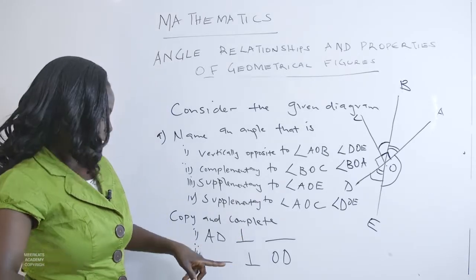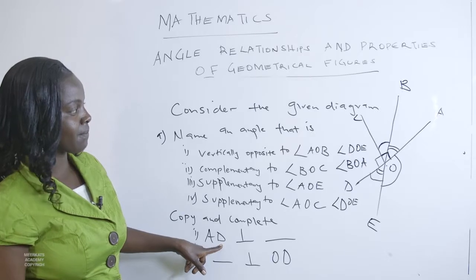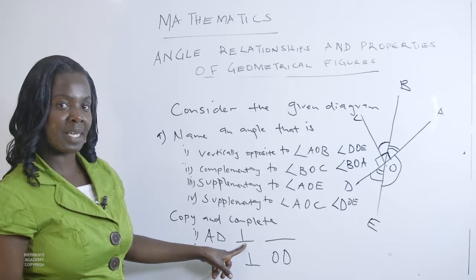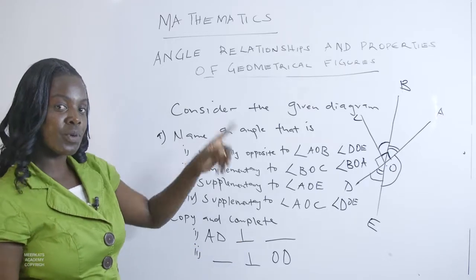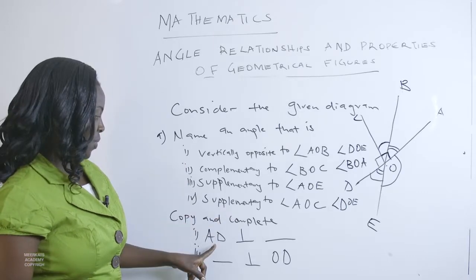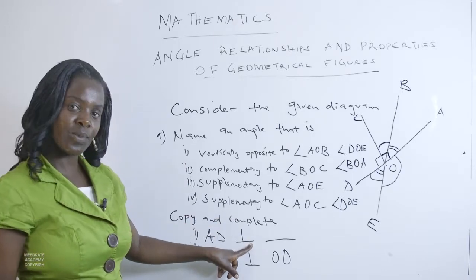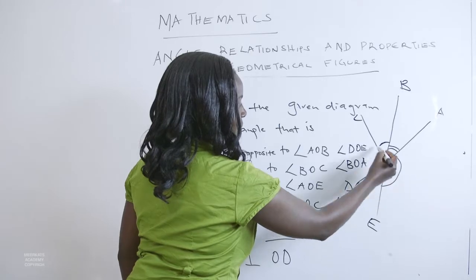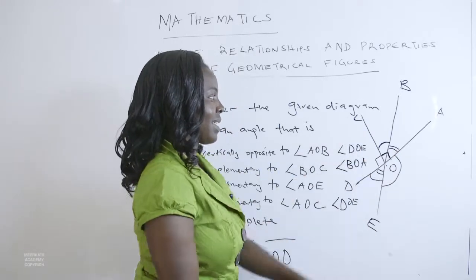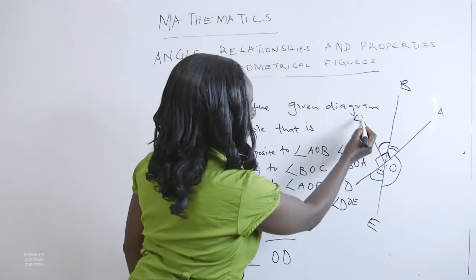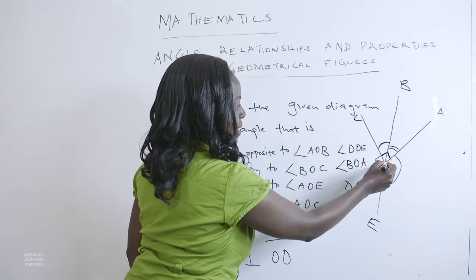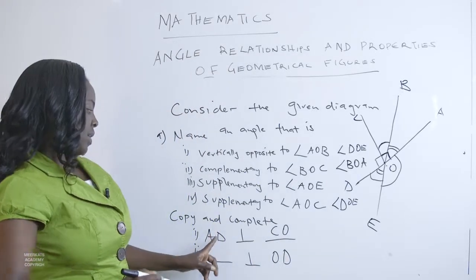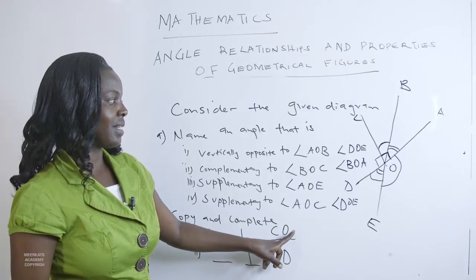Then you're asked to copy and complete AD. That is line AD. We said this sign means perpendicular. Perpendicular means they meet at 90 degrees. So line AD meets at 90 degrees with which line? Which other line meets with this line at 90 degrees? You realize that it is this line here, CO. So AD is perpendicular to line CO.